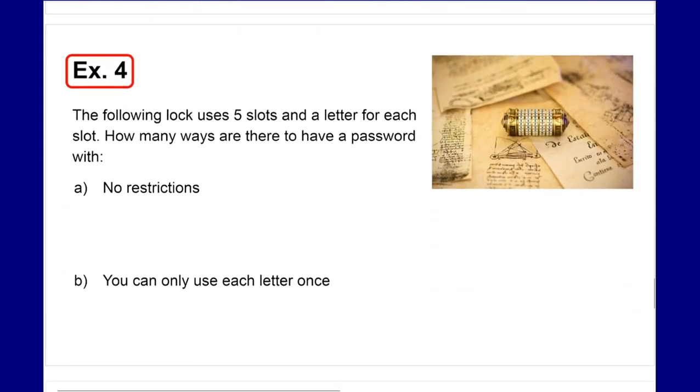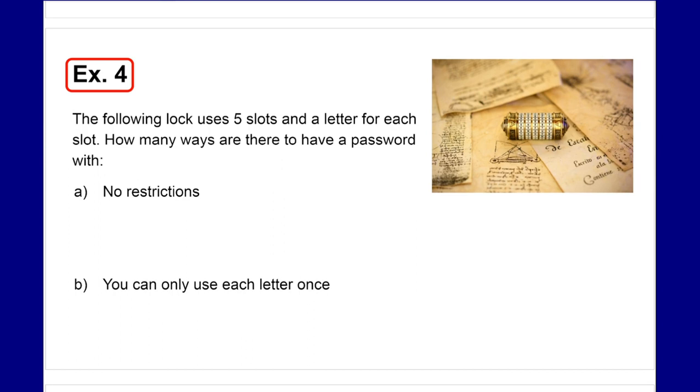Example 4, the following lock that we can kind of see off to the side uses 5 slots and a letter for each slot. How many ways are there to have a password with no restrictions? Well, no restrictions. Let's look. We think of our 5 different possible events. And this kind of method is called the slot method because you're basically putting down different slots or different spaces for the different events that can occur. So it's an easy way to kind of visualize and think about the event, right?